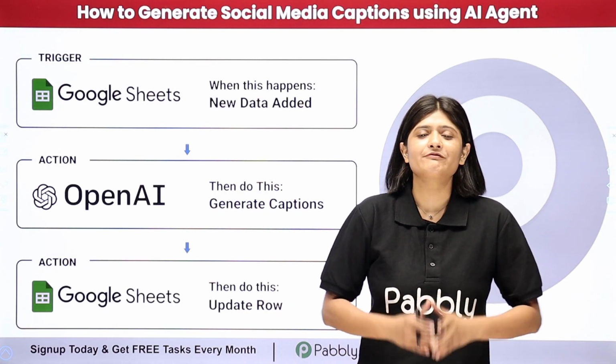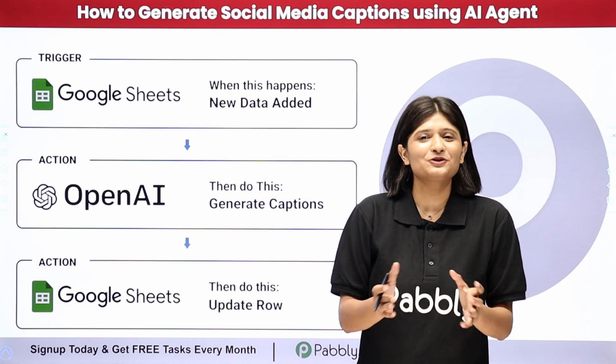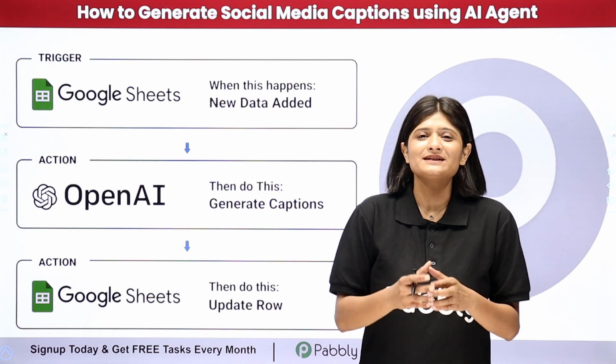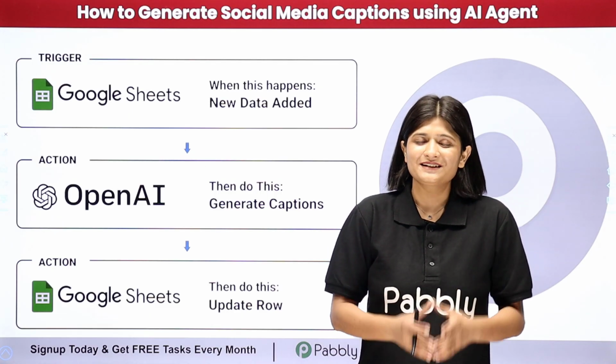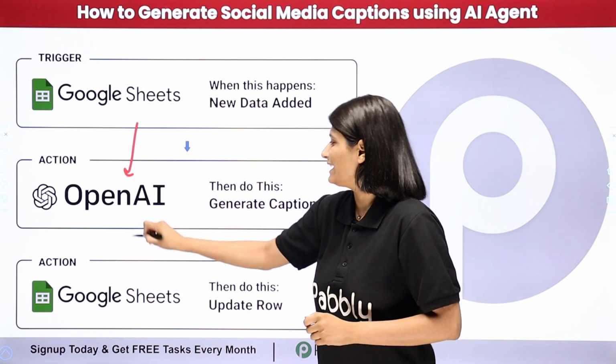Doing this manually is a very time-consuming task, so I'm completely going to automate this process. And to do this automation, I'm going to use Pabbly Connect. So Pabbly Connect is an amazing automation and integration software which requires no coding or programming skills. Here I just need to build connection between Google Sheets and OpenAI.